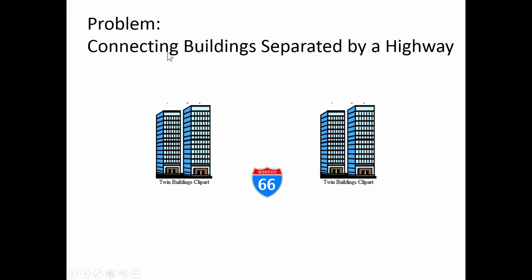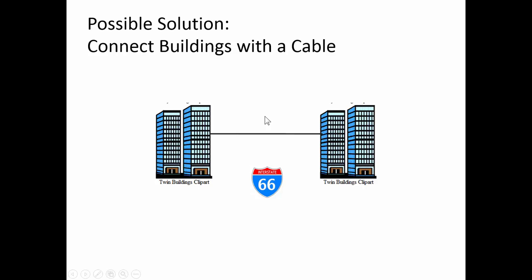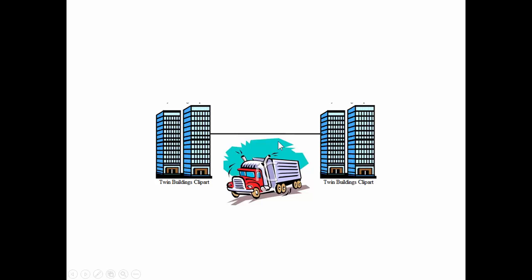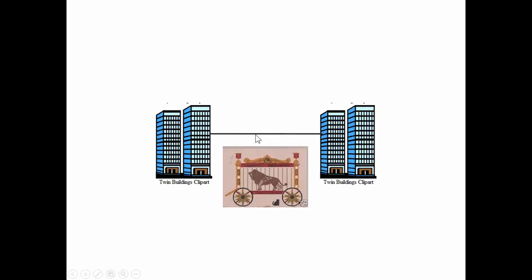So here's the situation. We have two buildings which are separated by a highway, and we want to connect the buildings together, and we can't dig under the highway. So one thing we could do is run a wire between those buildings, and then we would have connectivity between the two buildings. And then all the traffic could go under the wire. And if a truck went under the wire, it wouldn't be a problem because it wouldn't hit the wire. And if the circus came to town and a lion cage went under the wire, it wouldn't hit the wire.